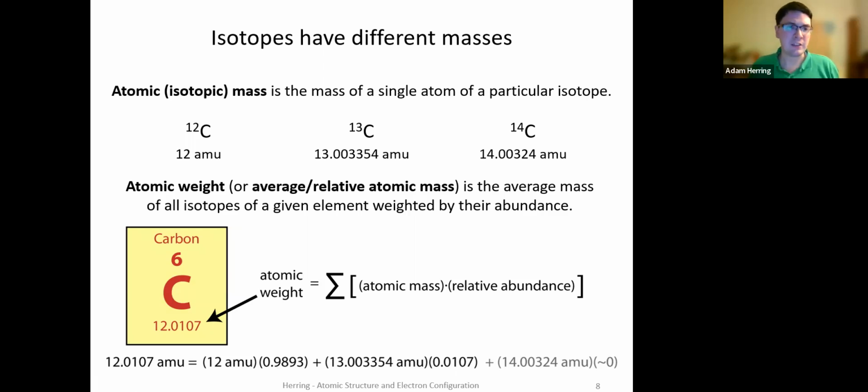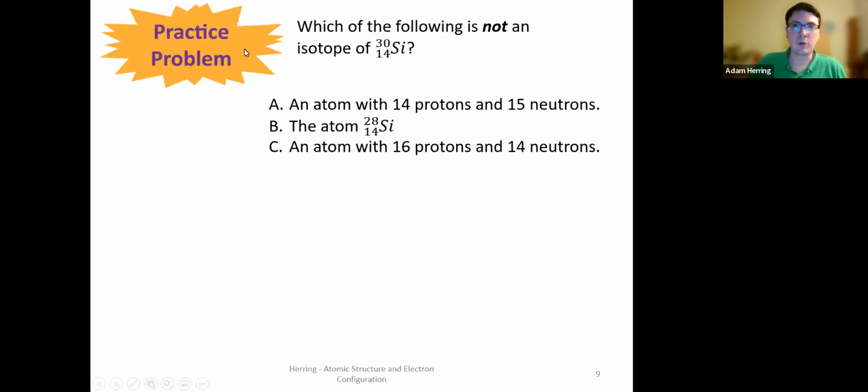And so the significance here is that a given element, as represented on the periodic table, is not just one isotope, or in most cases, it's not one isotope, but it's really combining all the different isotopes that we find in nature. Let's try a couple problems here. So, which of these is not an isotope of silicon-30? I'd like for you to pause the video and try this on your own.